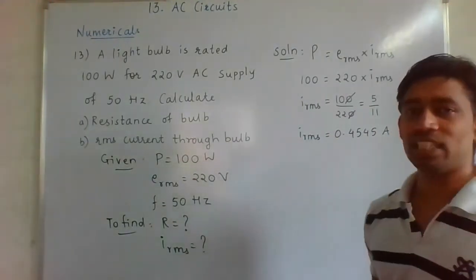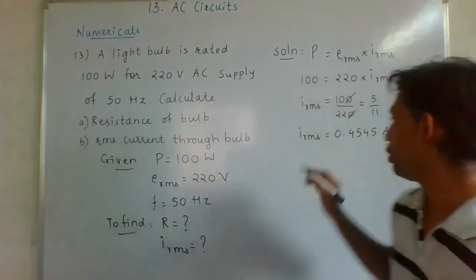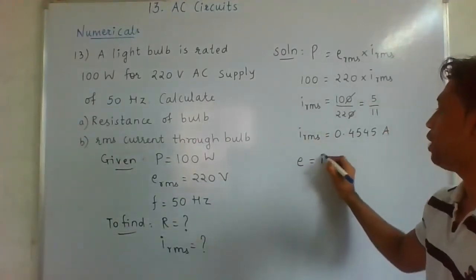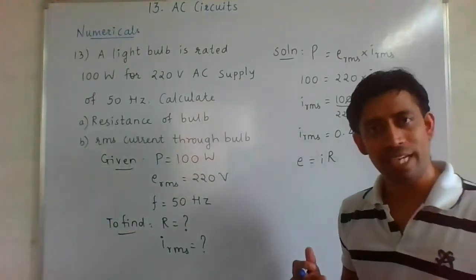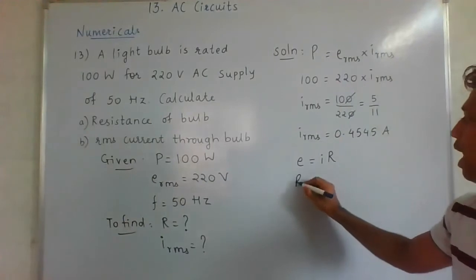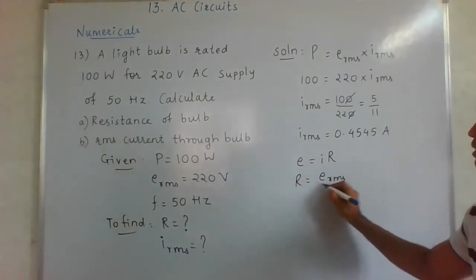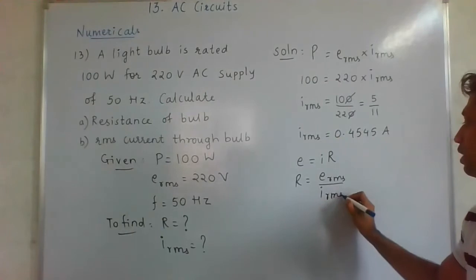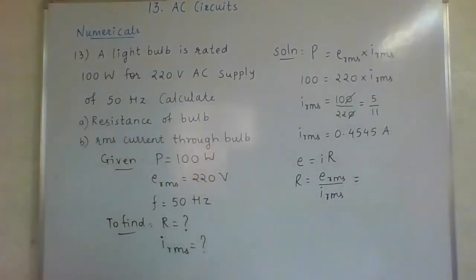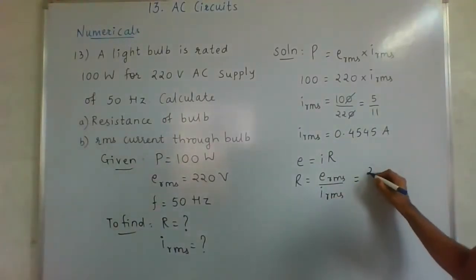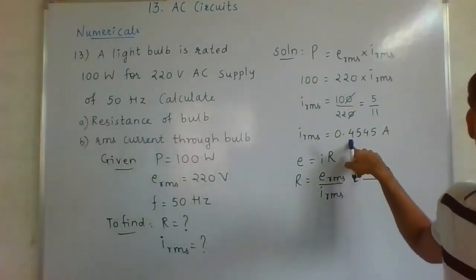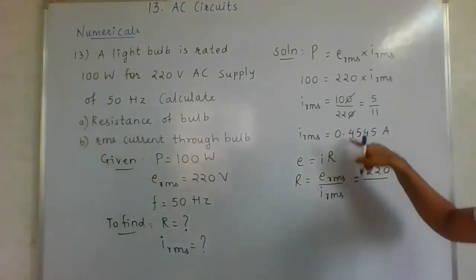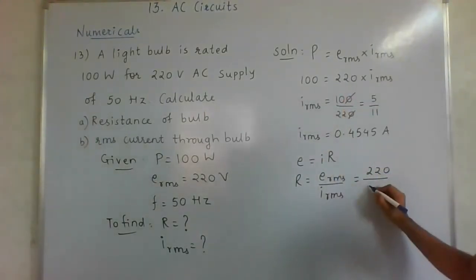Now to find resistance, simply apply Ohm's law. We know E is equal to I into R. Now which values of E and I will we take? RMS only. Okay, so that is how R becomes ERMS divided by IRMS. Now I am easing your calculation part. The value of E is 220. For IRMS I will not substitute this decimal, otherwise we will have to go into long calculation. I will substitute directly this part, that is 100 divided by 220.